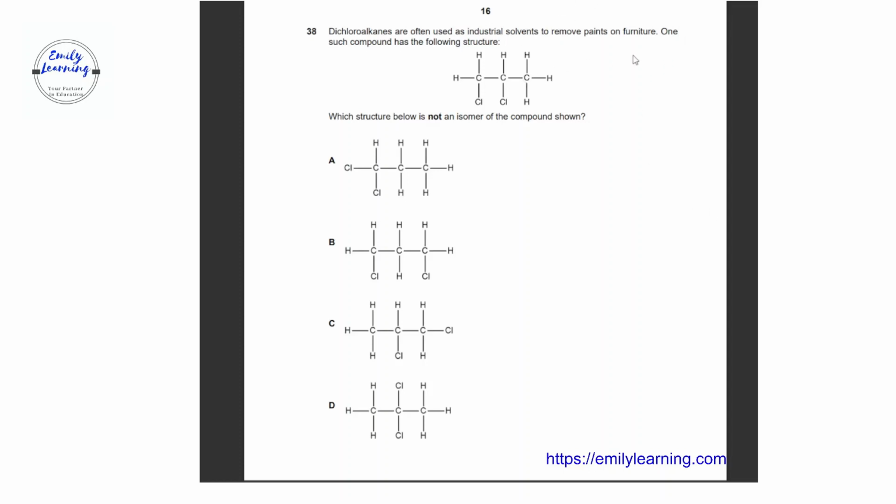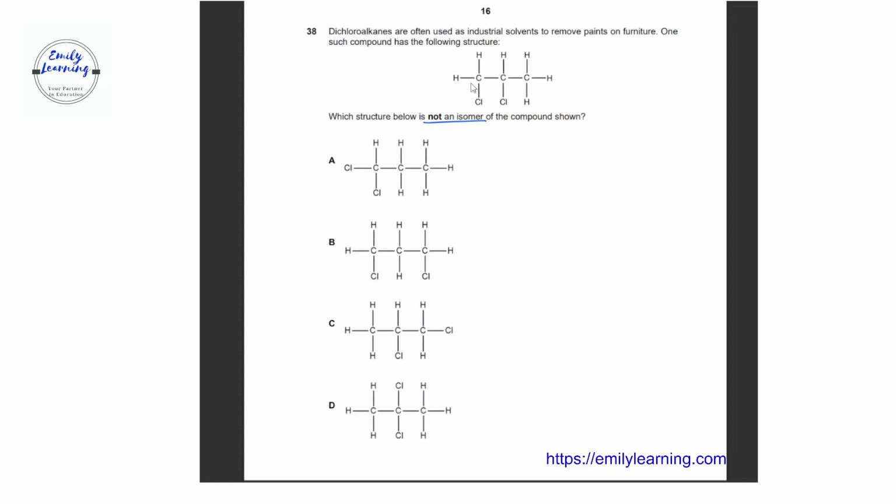Okay, so they have 2 Cls, right? So if I look at it, all of them have C3, 2 Cls, and 1, 2, 3, 4, 5, 6, 6H. So all of them have 6H. So they all have the same formula. So if we say that it's not an isomer, that means they have the same formula, right? But they need to have different structural formula. In other words, they have the same structural formula. So which one is it?